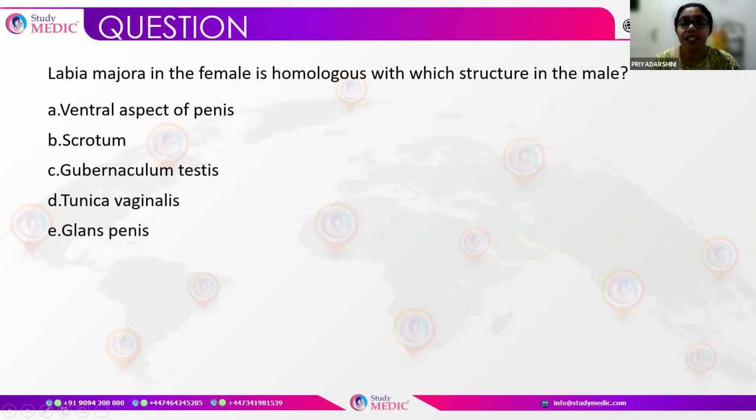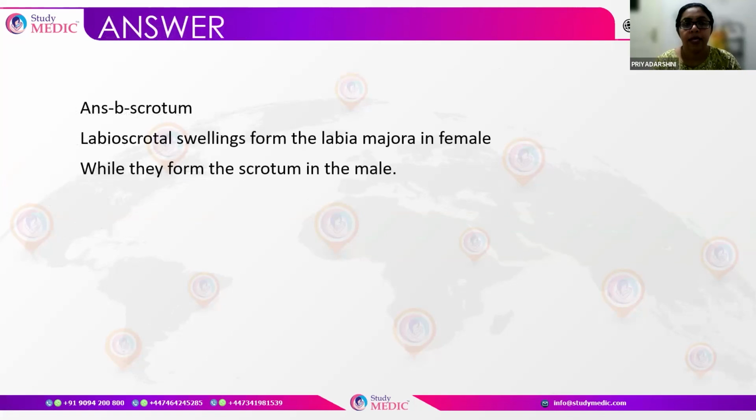Okay. The labia majora in the female is homologous with which structure in the male? Labia majora, as we were already discussing prior, we have to know the homologous structures in both males and females. And the most apt option for this is going to be scrotum. So it is the labioscrotal swellings which are going to give rise to the labia majora in females and the scrotum in males.